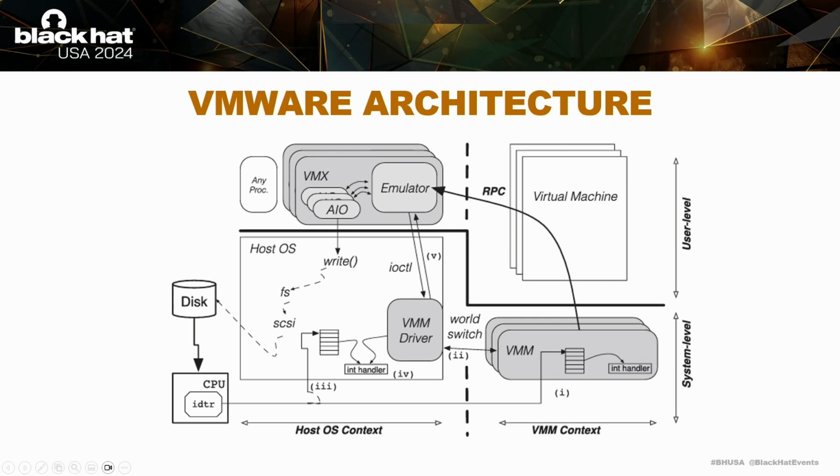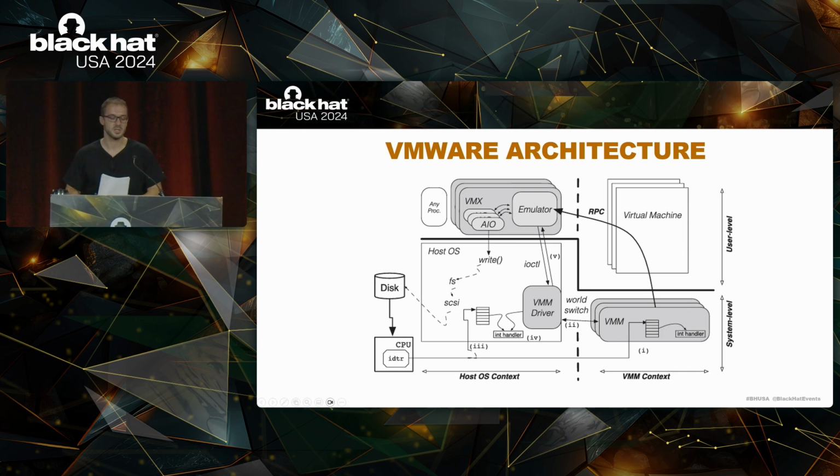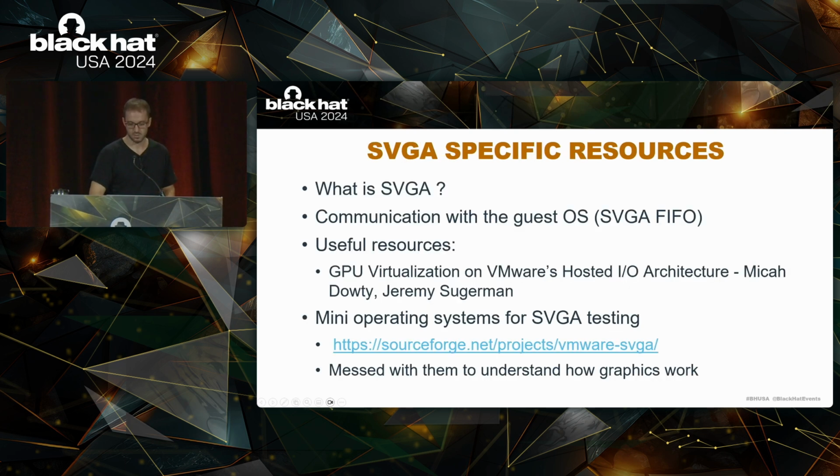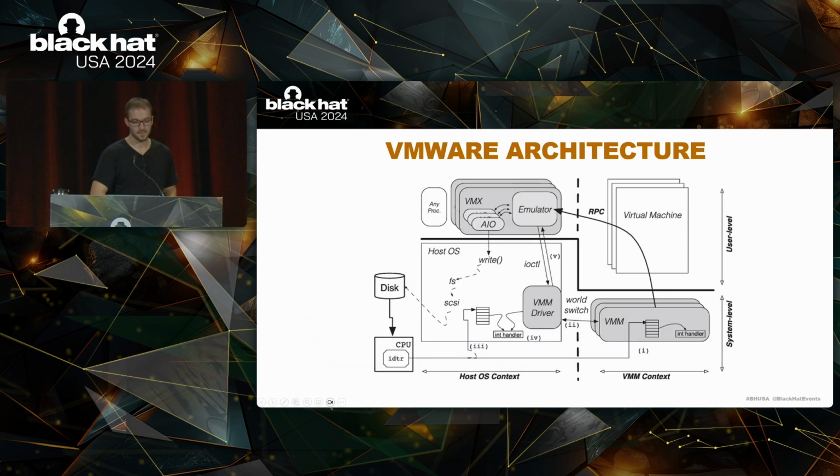Before delving into the SVGA details, let me first give you a brief overview of how VMware works. In VMware, there are three major components. The first one, which you can see on the top left, is a userland application on the host. It's called VMX, and this application implements all the virtual devices, for example the SVGA device, the virtual network adapter, the virtual hard disk, and so on.